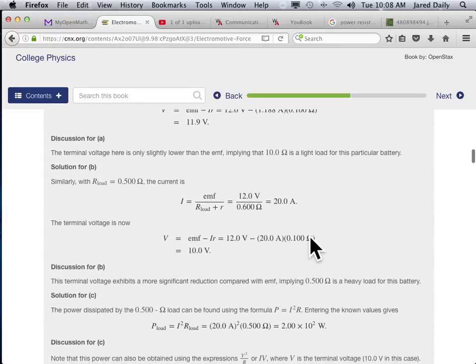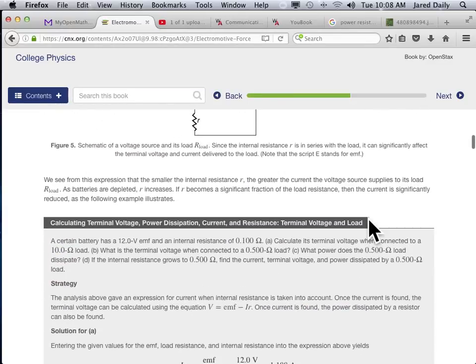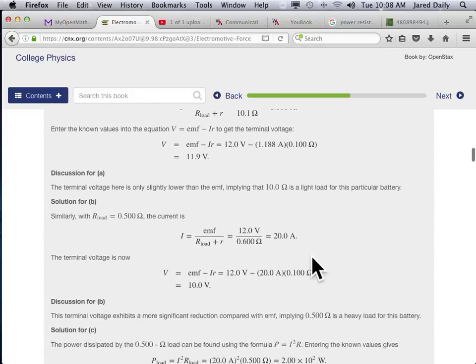For part B, they want to do the same thing for a load of 0.5 ohms. Terminal voltage for a 0.5 ohm load, we need to calculate the current first to know this. So we calculate the current, we get 20 amps of current, and then we do the EMF minus the current times the internal resistance, plug those numbers in, and we get 10 volts. We get a bigger drop.